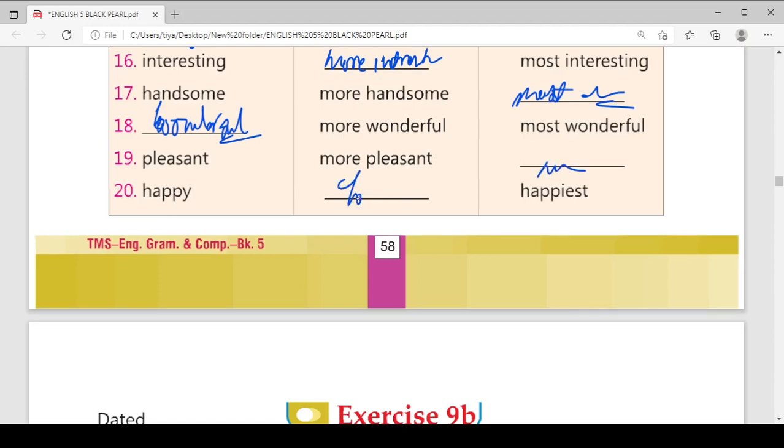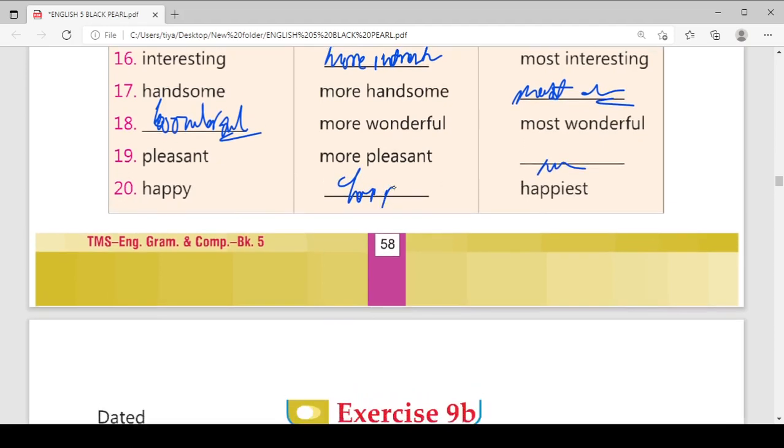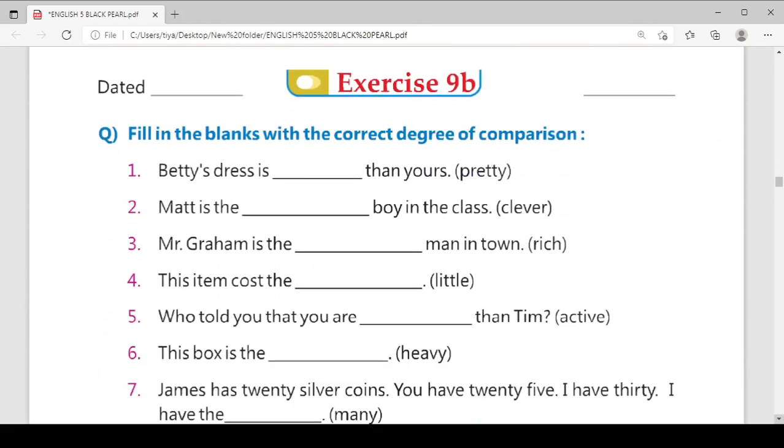Or happy, happier, happiest. Okay, so in this way we can fill the blanks. And now to fill the blanks with the correct degree of comparison. Betty's dress is better than, prettier than yours, or better than yours. So prettier. Okay, just fill in prettier than yours, because here we are comparing two things. Okay, two things, the dresses.